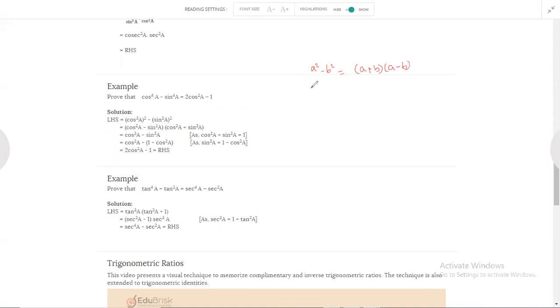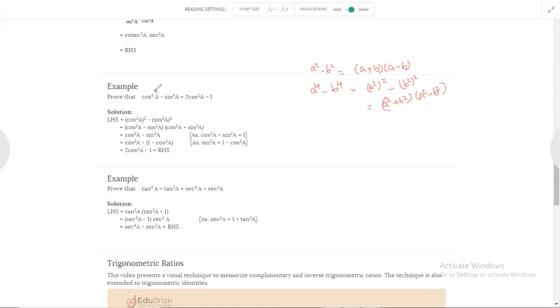But if it is a to the power 4, we have done this type of question in algebraic identities. If it is a to the power 4 minus b to the power 4, this can be written as a square the whole square minus b square the whole square, which is again equal to a square plus b square into a square minus b square. So this identity actually is used here.